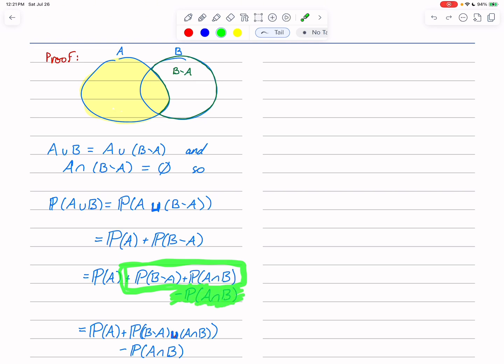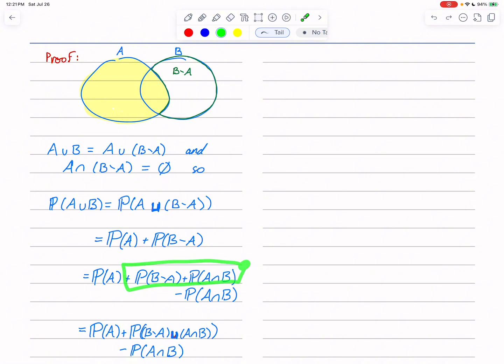Which, by the way, is not a bad thing, because we know that the formula we're trying to prove has a minus probability of A intersect B anyway. So this is a good move. And what I'm going to do is group these two terms together, and I'd like to turn this into the probability of B. Now, how do I justify that?